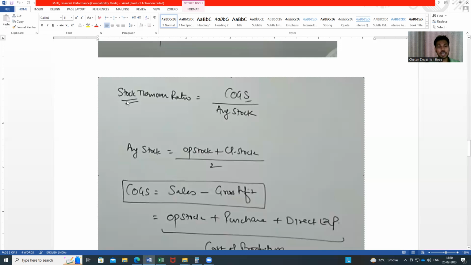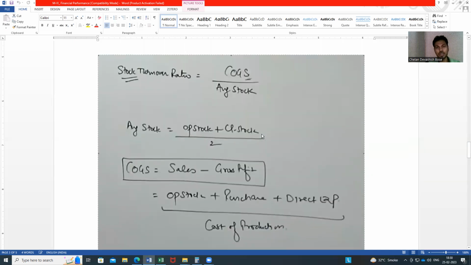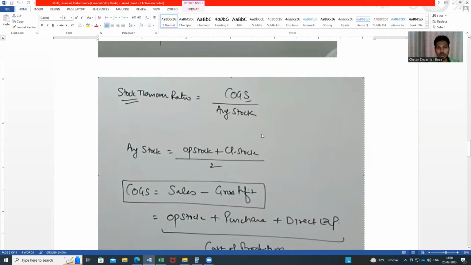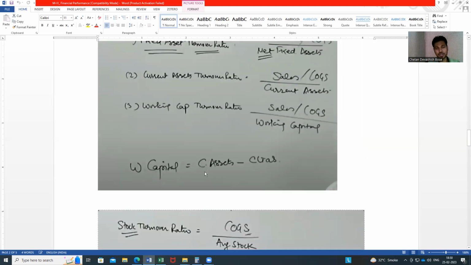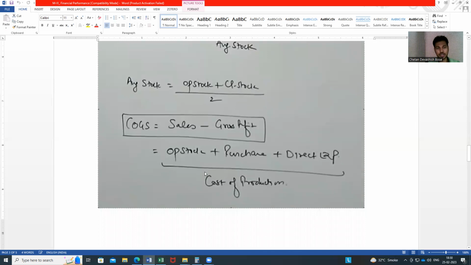The reason is I'm looking out for stock turnover ratio. So cost of goods sold upon average stock. Average stock का formula क्या है? Opening stock plus closing stock divided by 2, and that is how we get average stock. So stock turnover ratio is cost of goods sold divided by average stock. So we will see a few sums related to the turnover ratio, also known as activity ratio.